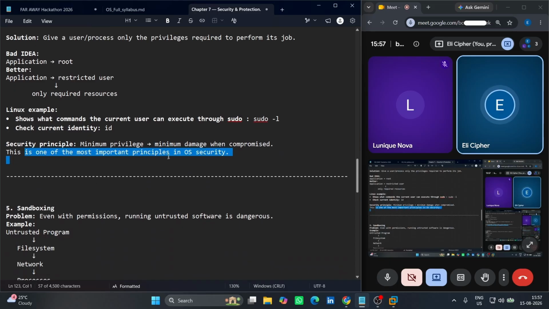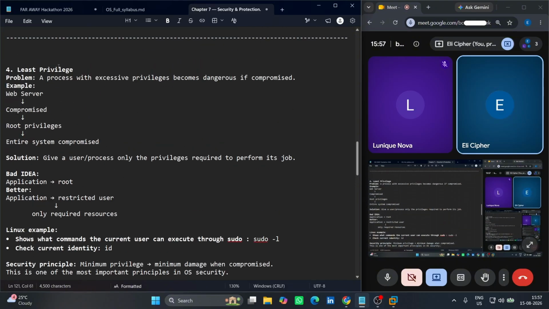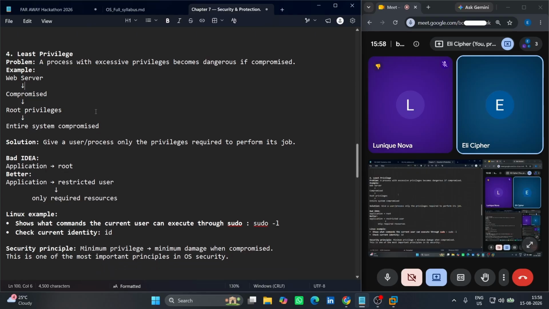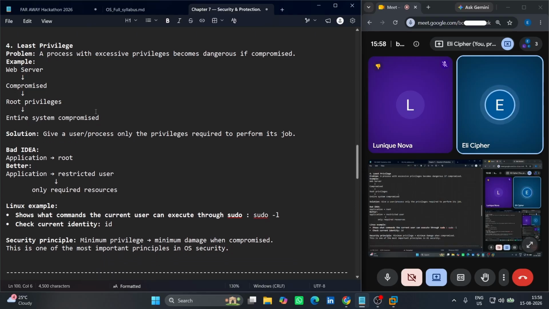This is one of the most important principles in operating system security. Is it clear? Right? Is it clear to you? Least privilege? Not clear to you? It simply says least privilege. You can take it as a principle, right?